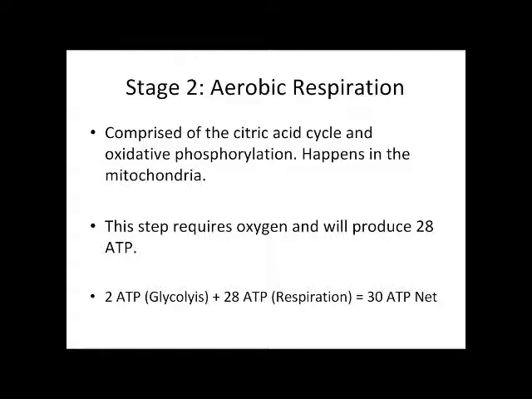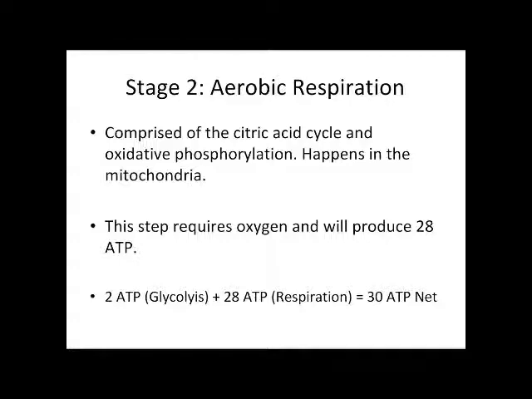All of these cycle names are accepted, so you can use either one. And the oxidative phosphorylation, okay, that is a very cool mechanism that I might tell you more about when I've got a bit more time. But anyway, you don't need to know the details of this, you just need to know what's on the slide. So the citric acid cycle and oxidative phosphorylation happen within the mitochondria. This step requires oxygen and will produce 28 ATP.